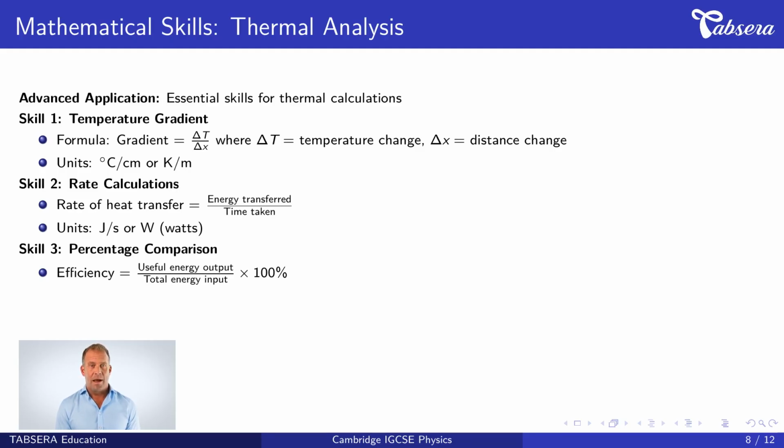Third, percentage comparison for thermal efficiency. Efficiency equals useful energy output divided by total energy input multiplied by 100%. This helps compare different materials' effectiveness as thermal conductors or insulators. These mathematical tools enable quantitative analysis of experimental results.